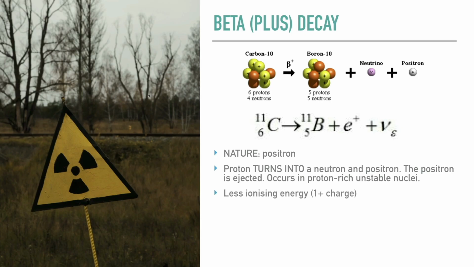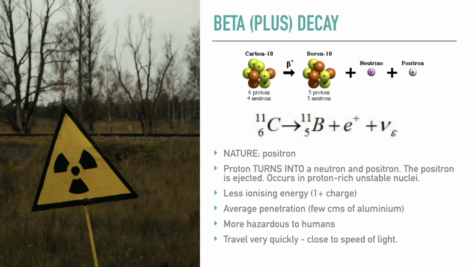Again, a beta plus decay has less ionizing charge. It's a 1 plus charge. So it's dangerous to us, but not as dangerous as alpha. It has an average penetration. So again, it can penetrate a few centimeters of aluminium. It's more hazardous to humans because it can penetrate our skin. And it travels very quickly, close to the speed of light. And it's governed by the weak nuclear force. So all of the properties of beta plus are exactly the same, except it is the polar opposite in terms of how it's created.